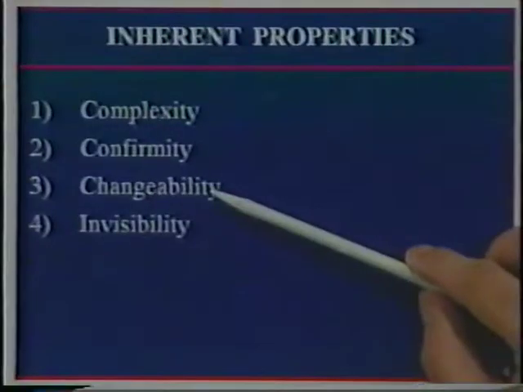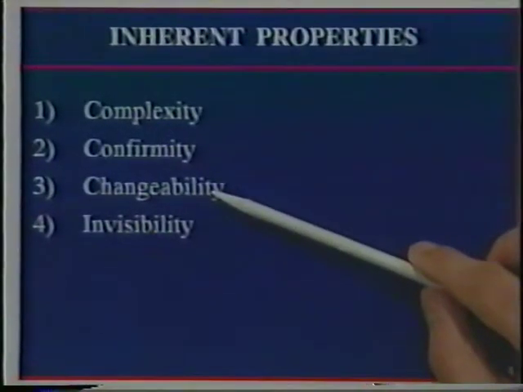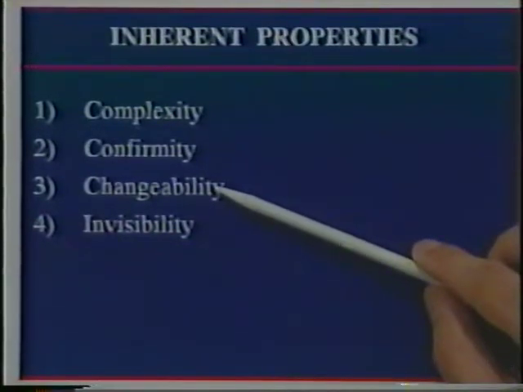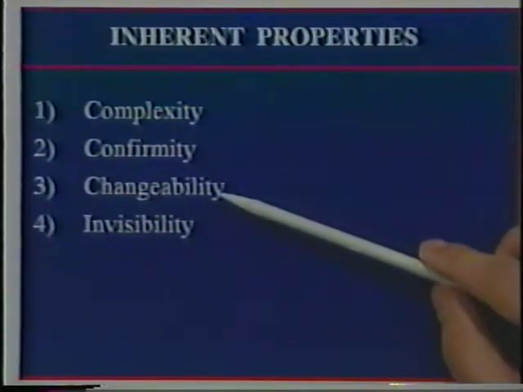The next aspect of software is changeability. Software is very malleable and it can change a lot over time. For example, if you buy a Ford car or a GM car, it's very rare that they change the models very frequently. However, for software, these changes occur rather frequently.